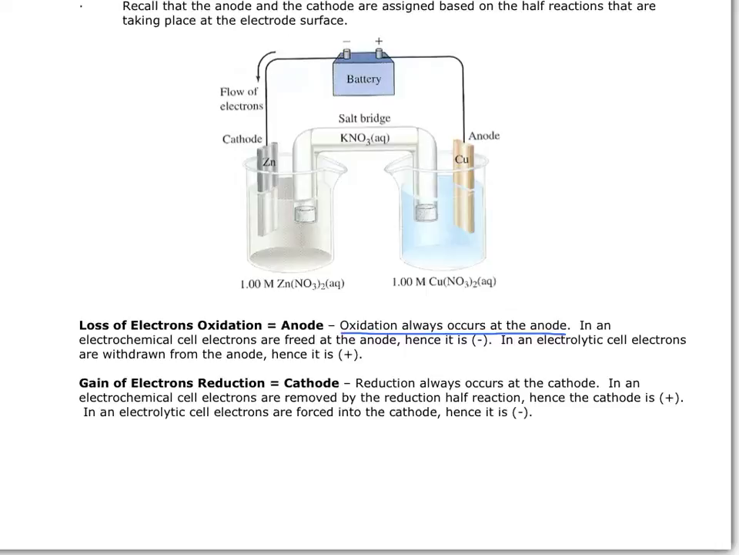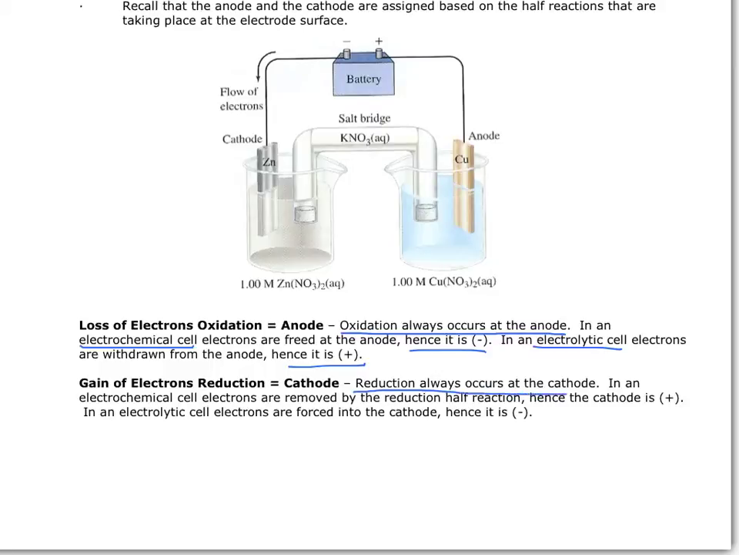In an electrochemical cell, the electrons are freed at the anode, therefore the anode is the negative end. In an electrolytic cell, the electrons are withdrawn, therefore it will have a positive charge.